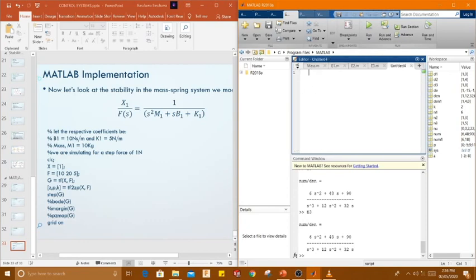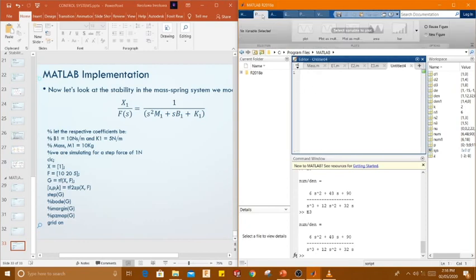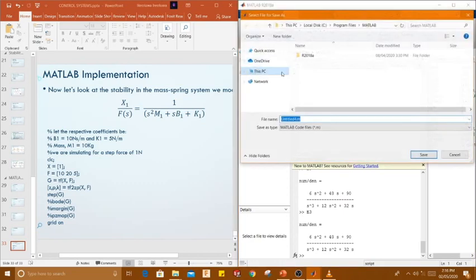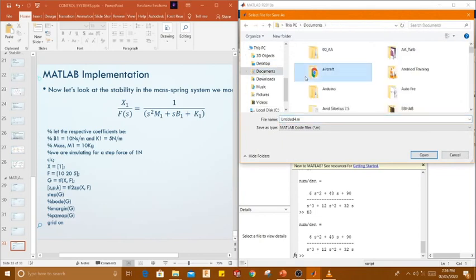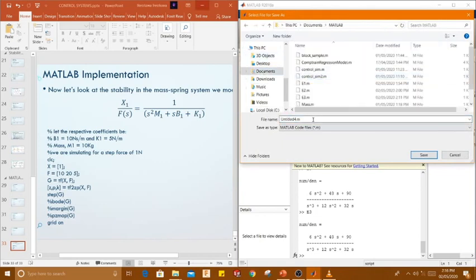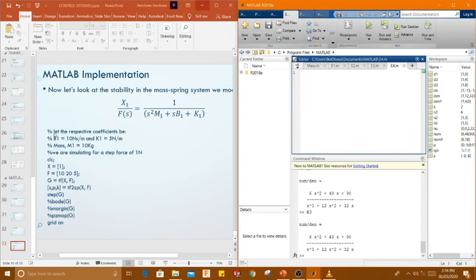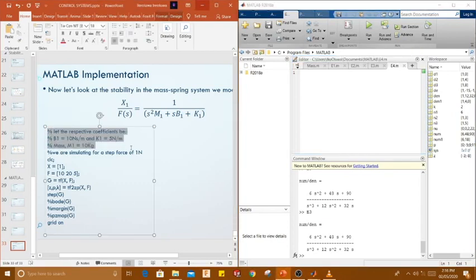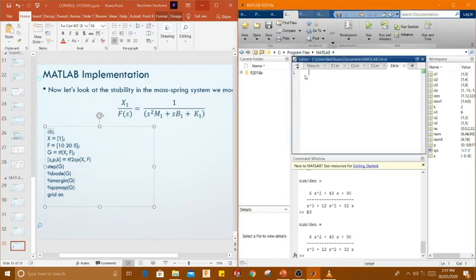So, open another script. Where was I? Documents, MATLAB. Okay, so this should be E4. Good. Now I'm going to copy all of these as descriptions of what I'm trying to do. Mind you, the percentage sign at the end changed the whole thing to comments.